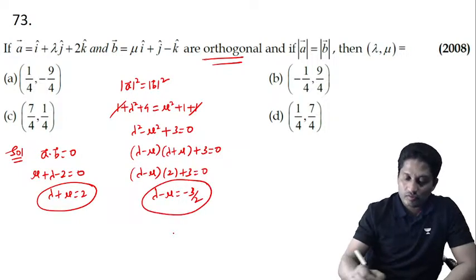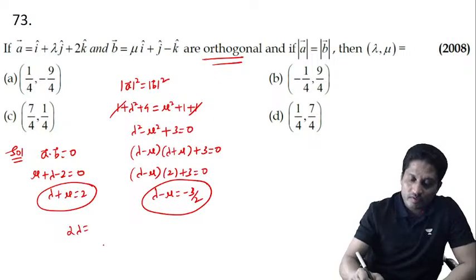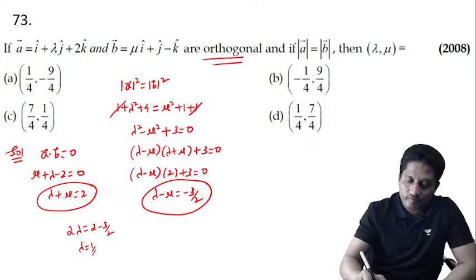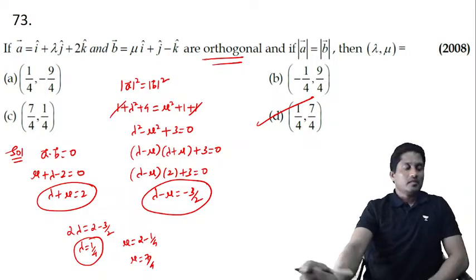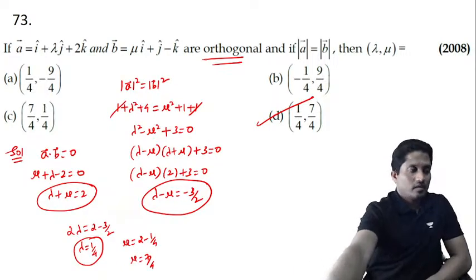If I add these two, you will get 2 lambda is equal to 2 minus 3 by 2. Okay, lambda is equal to 1 by 4. Mu is equal to 2 minus 1 by 4, which is equal to 7 by 4. Right, answer is D, 1 by 4 comma 7 by 4. Let's move to the next question.